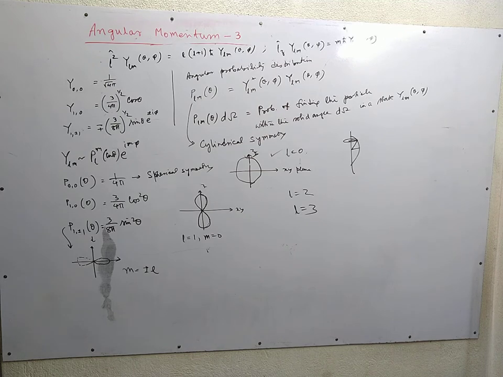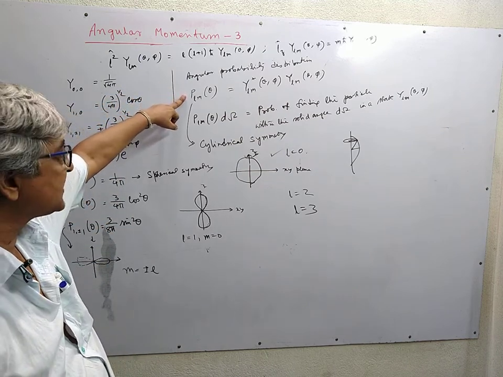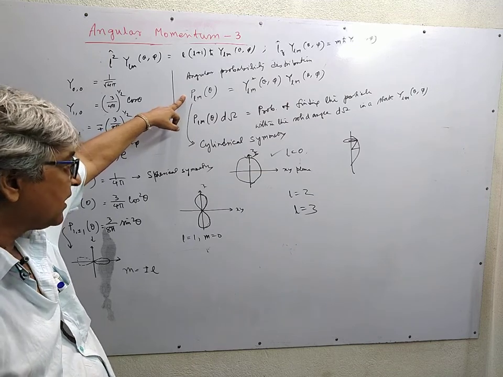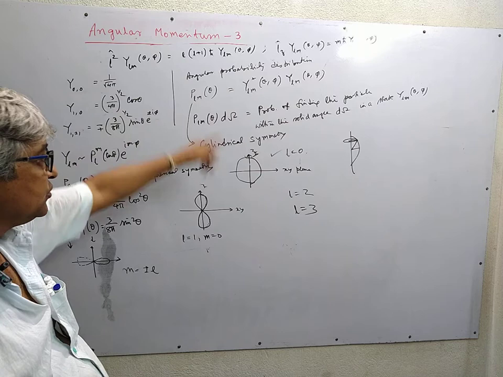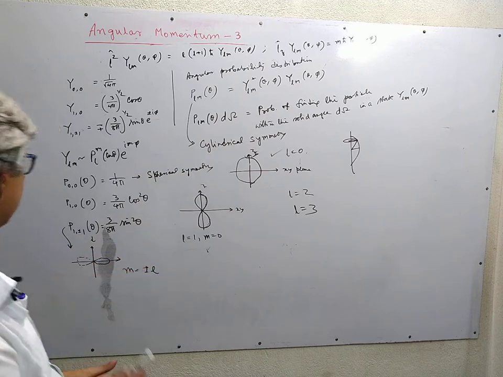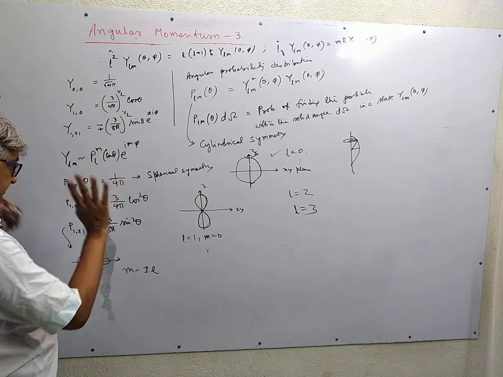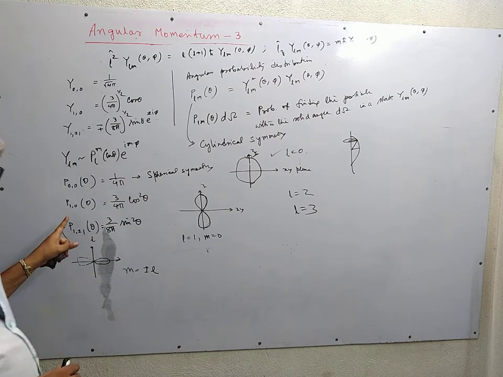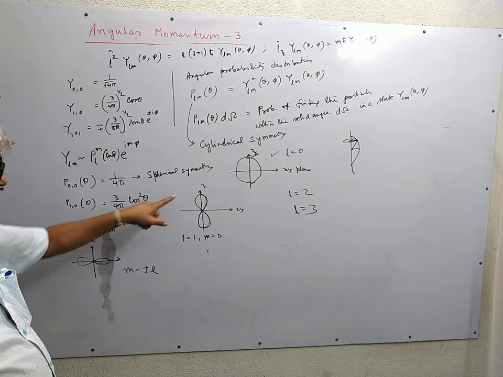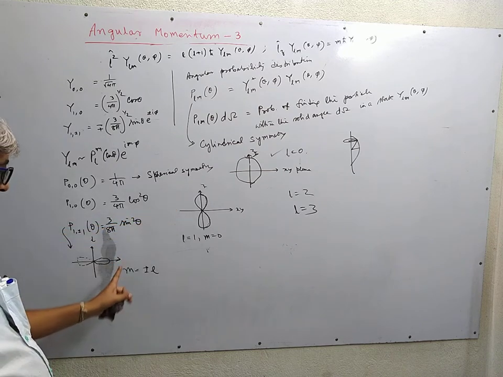Secondly, we have considered the angular probability distribution function, which is defined like this, and it is found that the angular probability distribution has cylindrical symmetry in general. For L is equal to 0, it has spherical symmetry also, because the angular probability distribution doesn't have any theta phi dependence. For L is equal to 1 and M is equal to 0, this is the probability distribution, so it looks like this. And for 1 1 it is like this. The physical meaning has been explained.